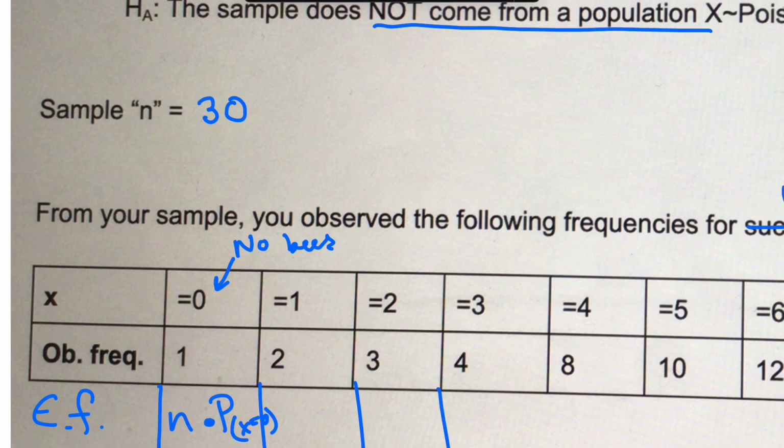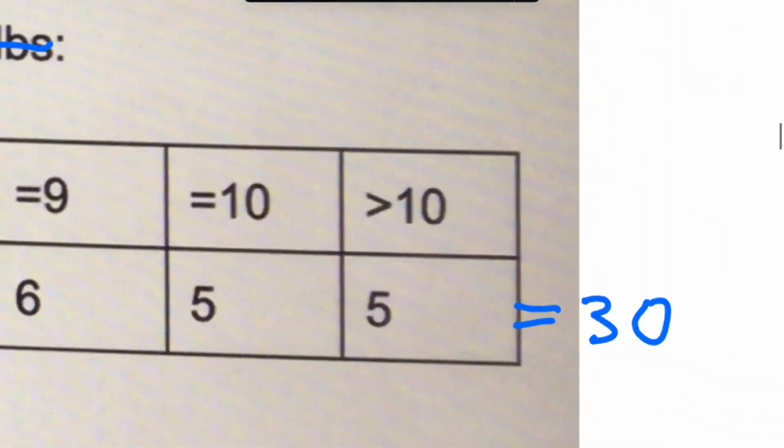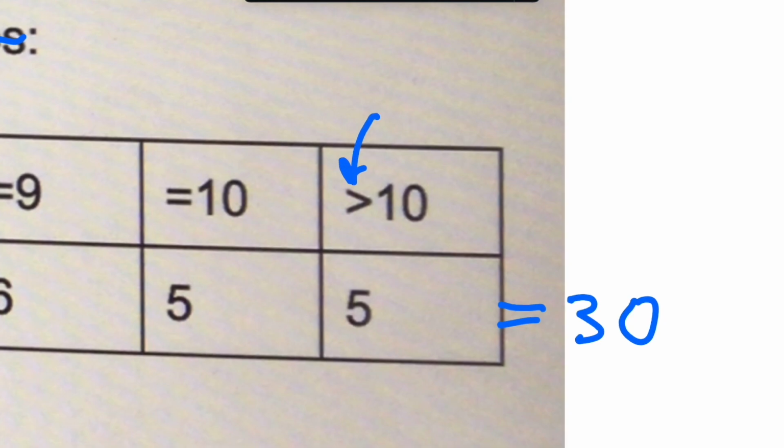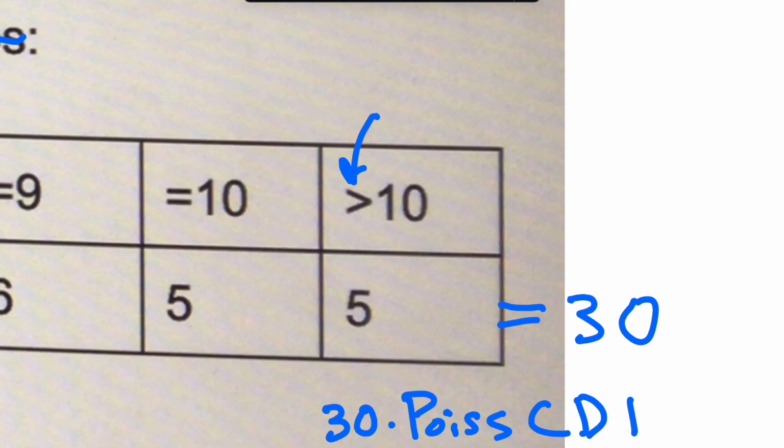So for no bees, this would be 30 days times the probability of getting exactly 0 bees. So there's all these Poisson PDFs for every single one of these expected frequencies. And then at the very end, you see how this is an inequality, you'd have to have 30 days times Poisson CDF. So this last one is going to be different.